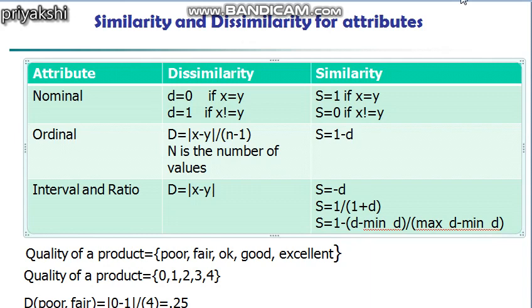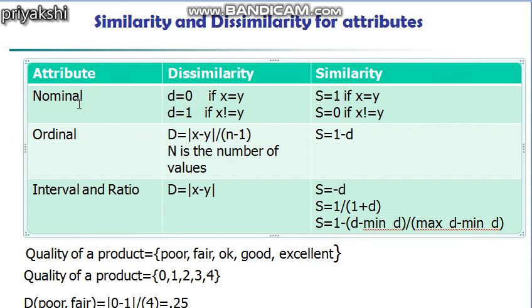So welcome everyone to the video tutorial on similarity and dissimilarity measures for different attribute types. In this table we are considering two objects x and y, and we are considering the dissimilarity and similarity value. Okay. So first we will start with the nominal attribute.